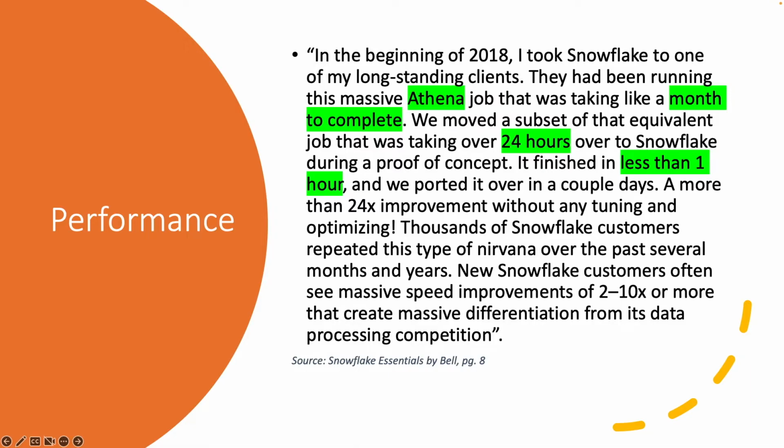This is actually a quote from the text on page 8, but I thought it was really important to include it and actually analyze what people are gaining from migrating over to Snowflake.